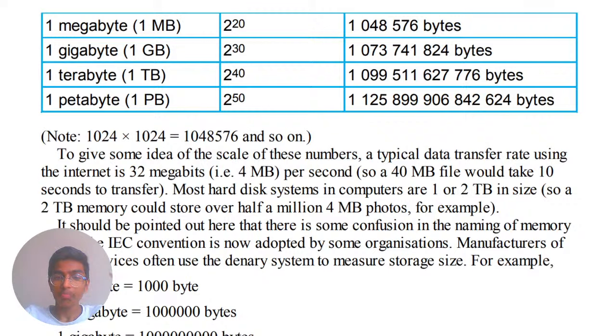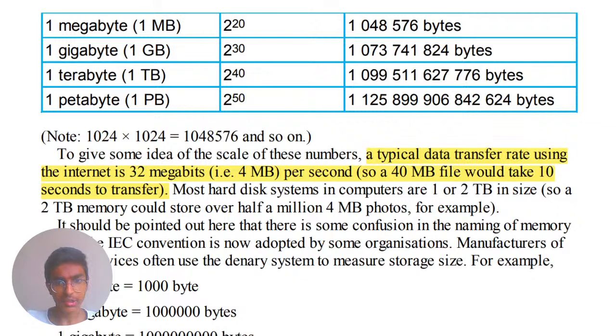So there can be a question, as you can see right here. I'm going to highlight it so you can have a look at it. It says that to give an idea of these scales, a typical data transfer rate using the internet is 32 megabits, which is 4 MB per second. And then it says, so 40 MB files will take 10 seconds to transfer. This statement right here tells you what we're going to be talking about. This is sort of an example of a question.